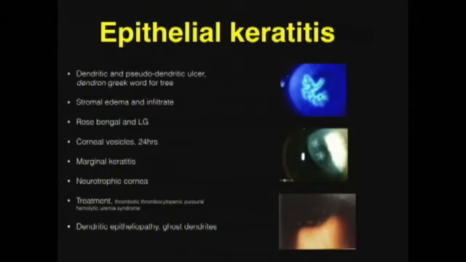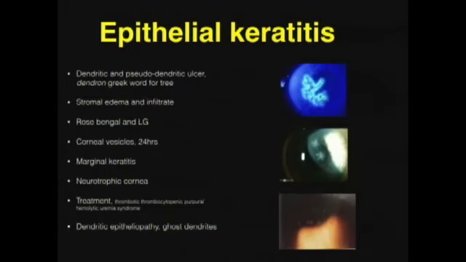And also this can help you later on if you see a patient with sick epithelium or neurotrophic cornea, and you are not sure whether this is an active infection or just a neurotrophic cornea, rose Bengal or lissamine green become handy.